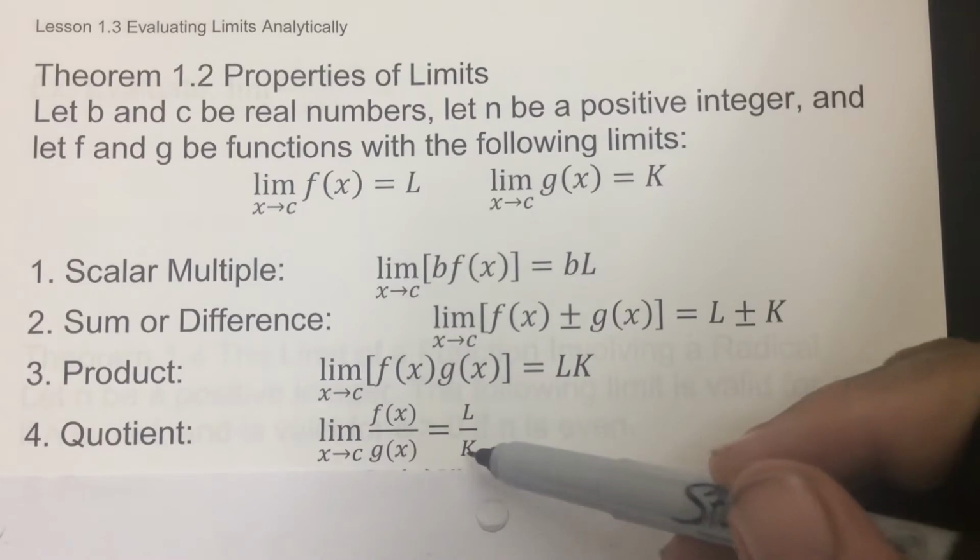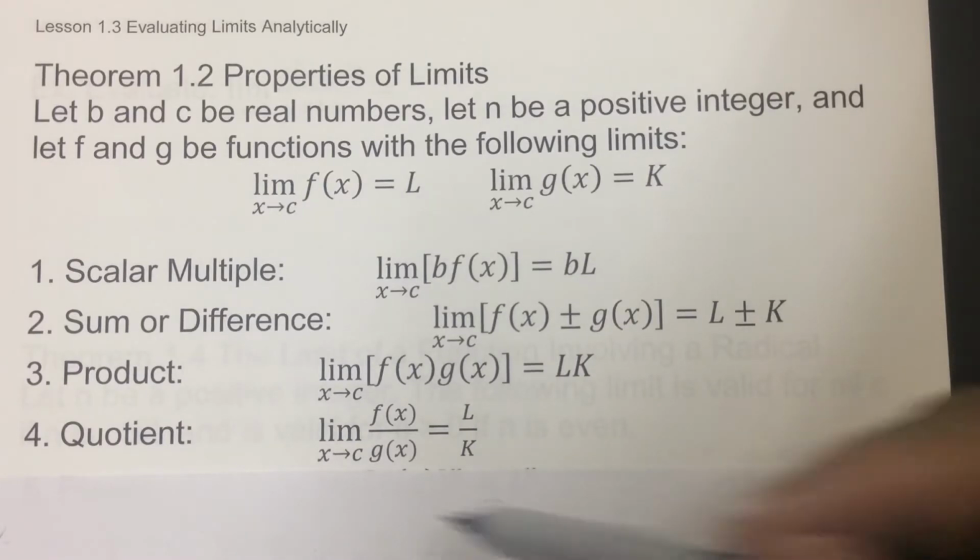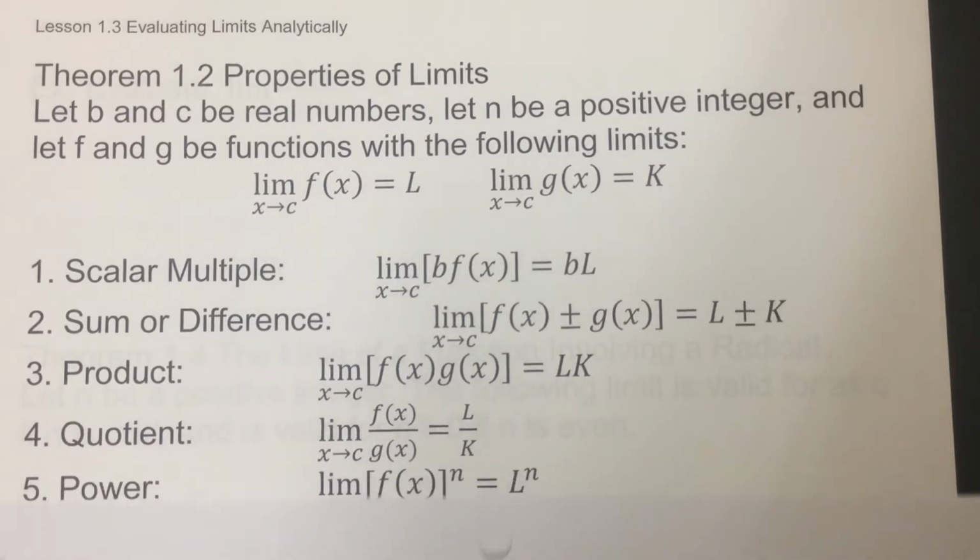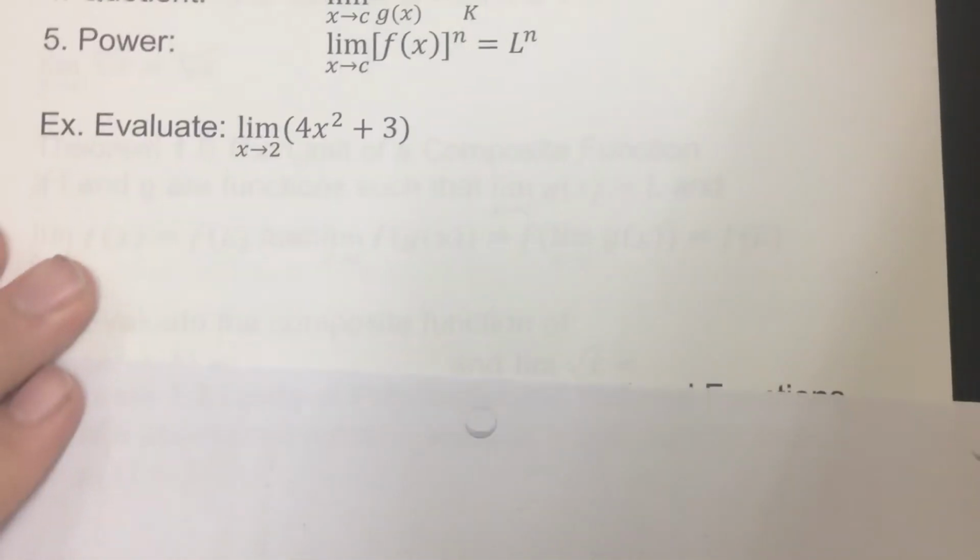Now, keep in mind that the limit of k can't be 0, because that'll end up being bad. So our limit of g of x. Okay? And lastly, if it's raised to a power, any function raised to a power, it's whatever the function's limit is, raised to that power. So this is what they're talking about. If we have this one for an example.